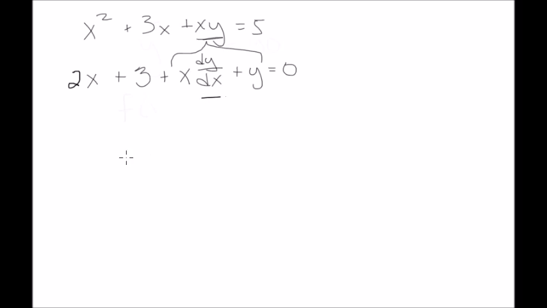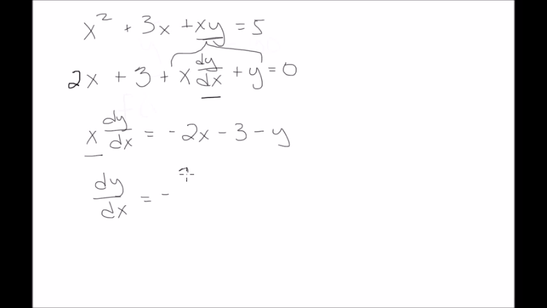I'm now going to try to get dy dx by itself by moving all of the other terms over to the other side. I have x dy dx is equal to negative 2x minus 3 minus y. And now I will divide both sides by x to get dy dx by itself. And we get that the derivative of y with respect to x is equal to negative 2x plus 3 plus y over x. And notice that I just factored a negative 1 out of the numerator in this case.